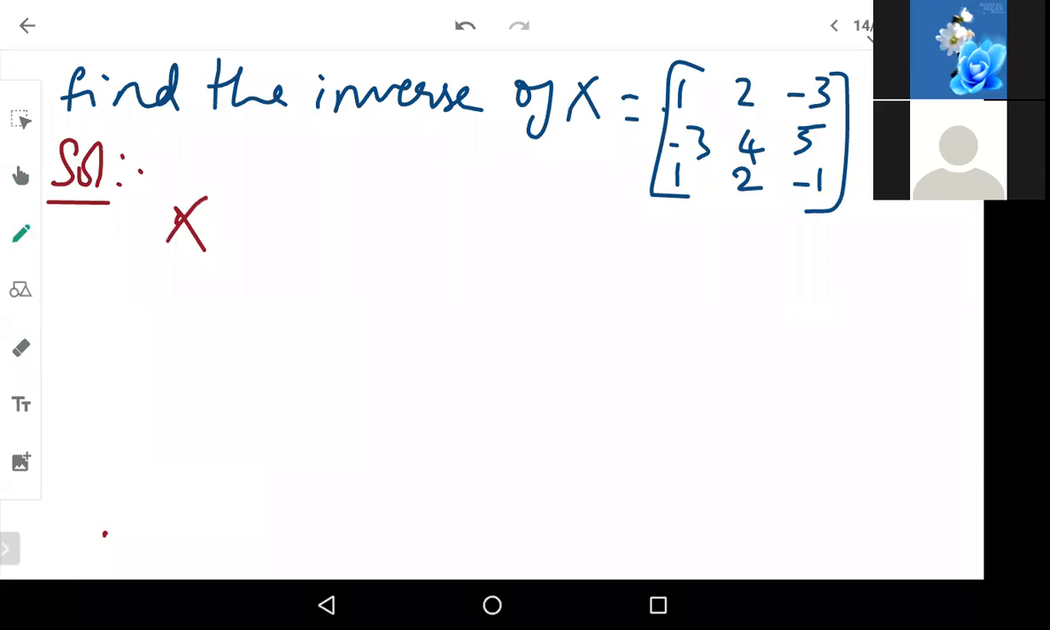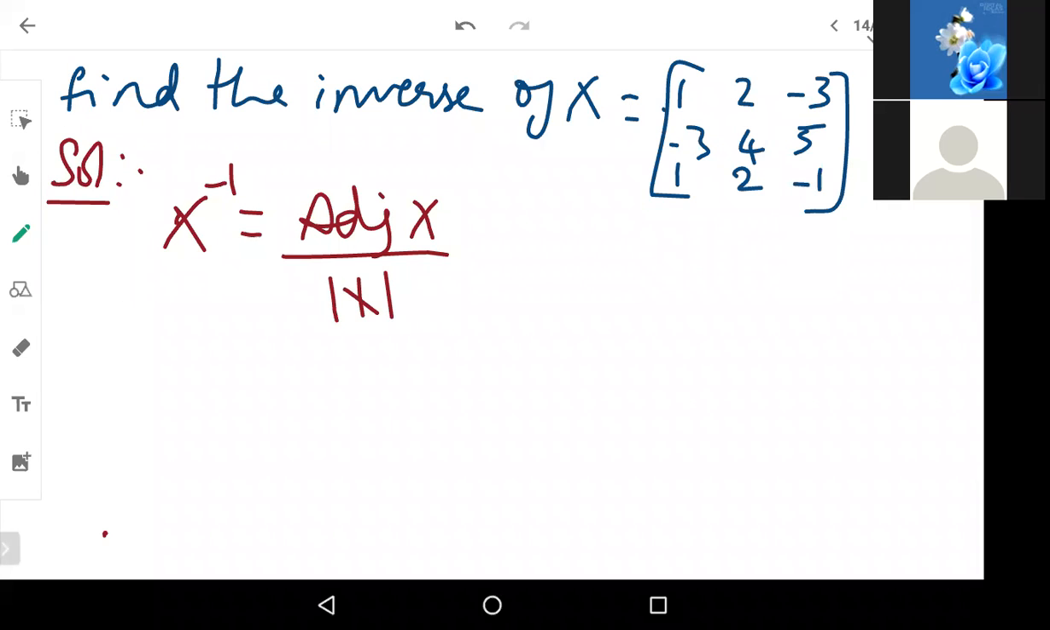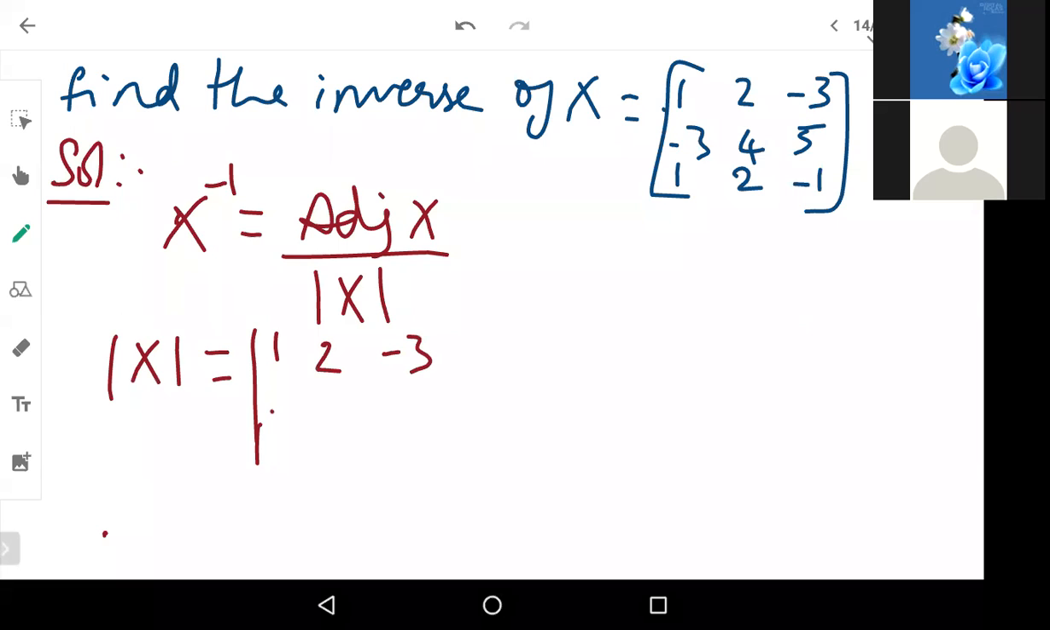So X inverse is equal to adjoint of X divided by determinant of X. Correct? Adjoint of X divided by determinant of X. So we have to first find out determinant of X. Now can you find out determinant of X and give me the answer? So what will be the determinant? 1, 2, minus 3, minus 3, 4, 5, 1, 2, minus 1.